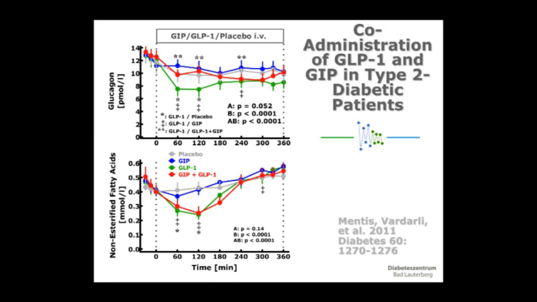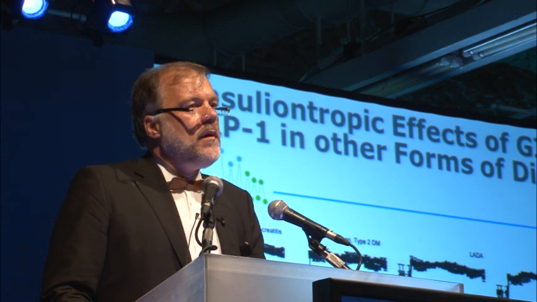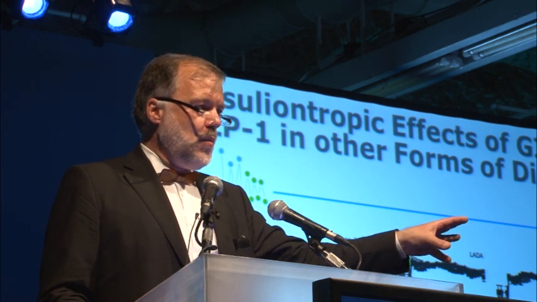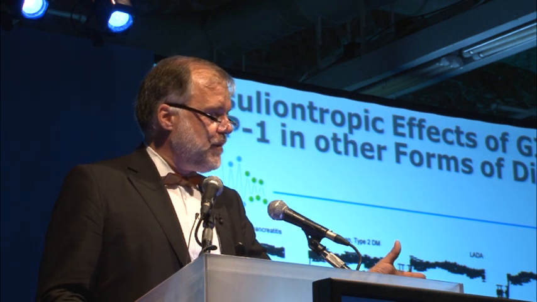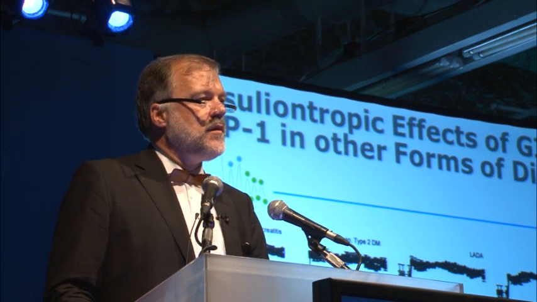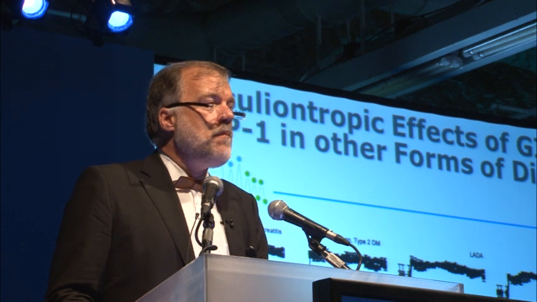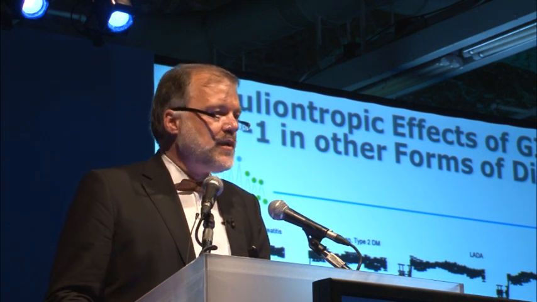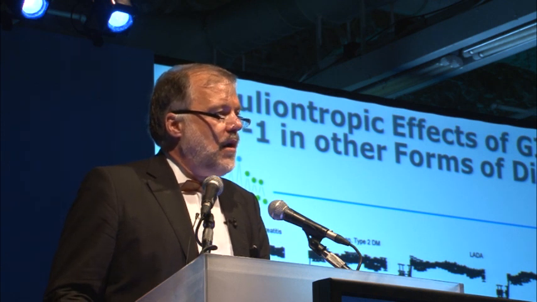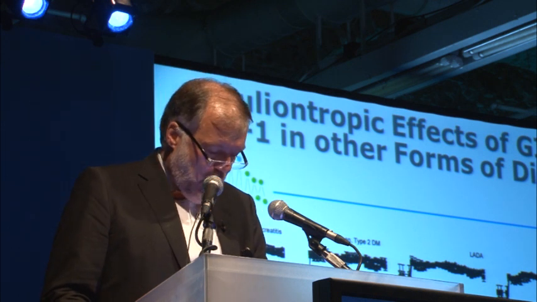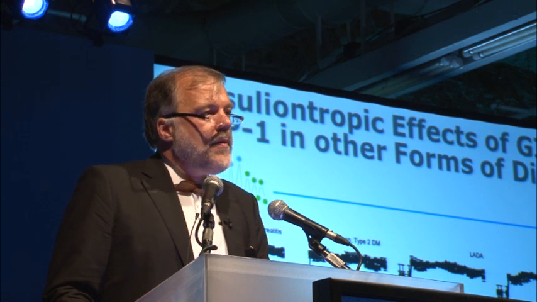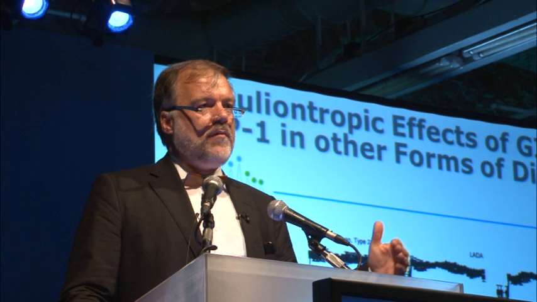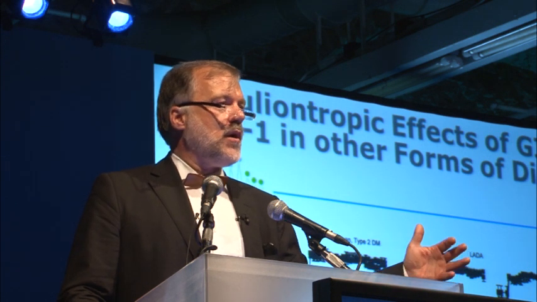So we can conclude that there is a little bit of resistance to GLP-1, but beta cells in type 2 diabetes still respond to GLP-1, and that there is a marked resistance. I would almost call it an unresponsiveness of the beta cells to GIP. And the question arises is, when in the course of the disease does this occur?